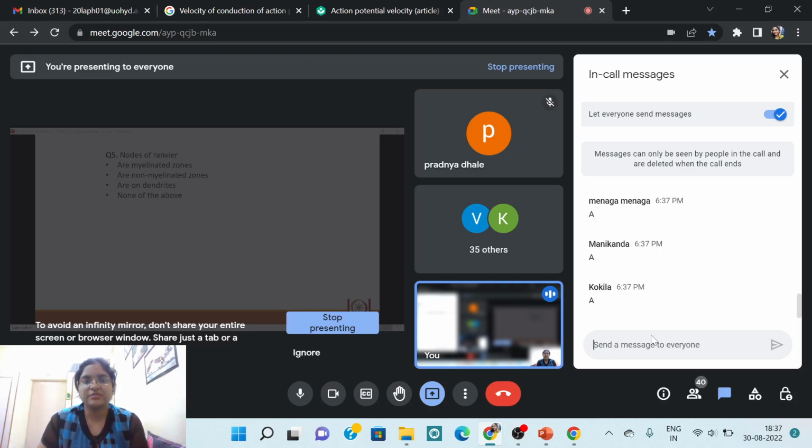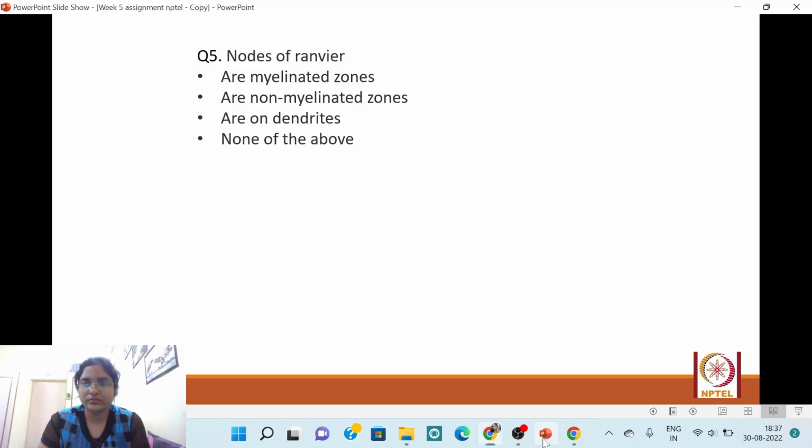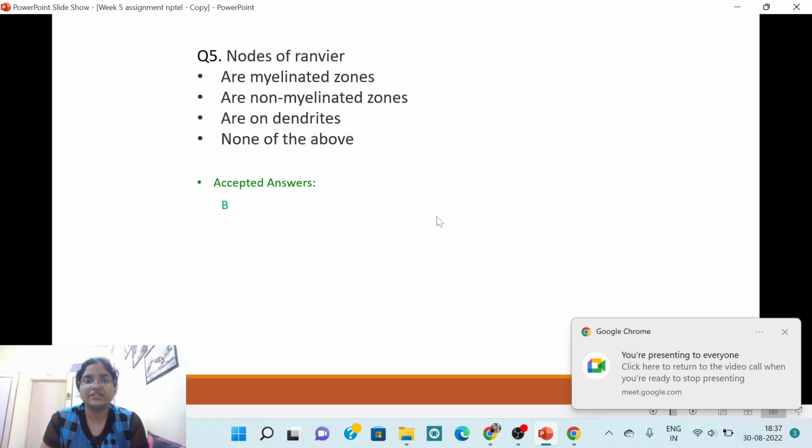Okay, most people are saying A. Some have said B. Okay, we'll see which is the correct answer. So the correct answer is B. Nodes of Ranvier are non-myelinated zones.